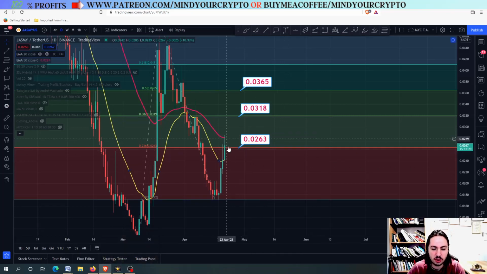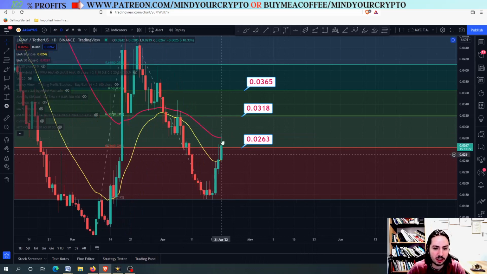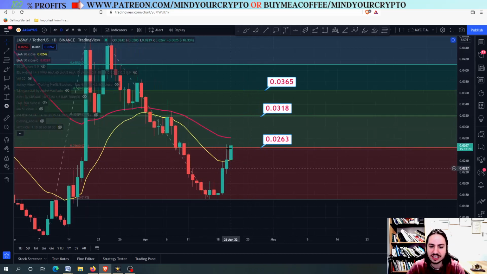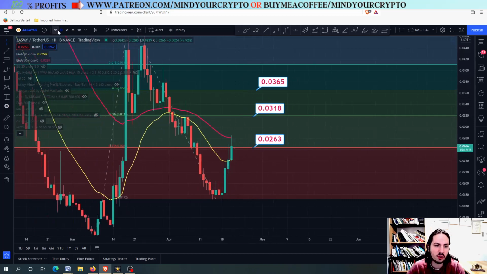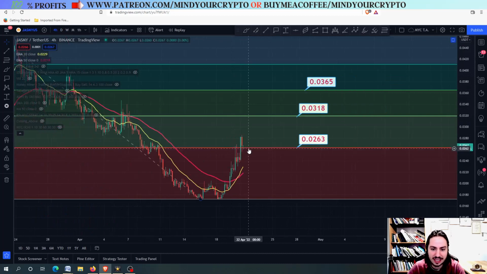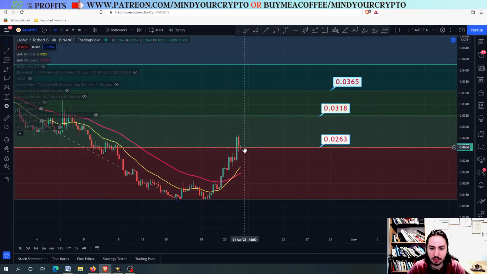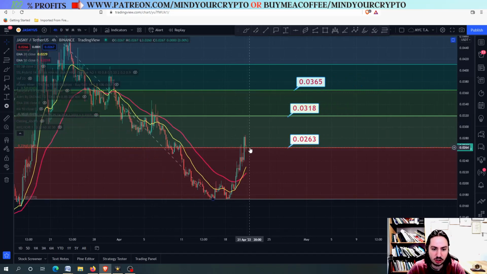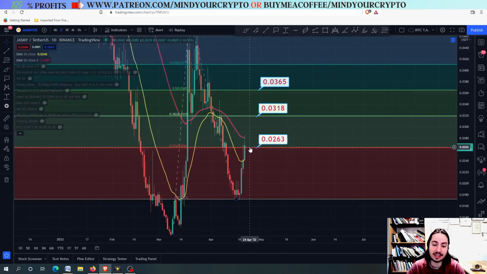So potentially we were talking yesterday about Jasmy closing above the 0.0263 to get to 0.0318, 0.0365. We haven't done this on the daily frame. However, on the 4-hour frame, we have marked it. Right now, what we need to do in the next 4 hours is to stay above the 0.0263, and if we can manage to do that, then we can pull it off to 0.0318. I think that the most likely, and the most protective scenario for you, is that we close above on the daily frame.